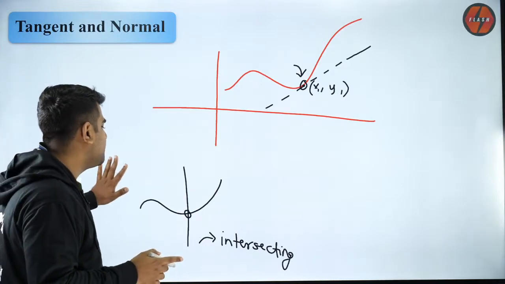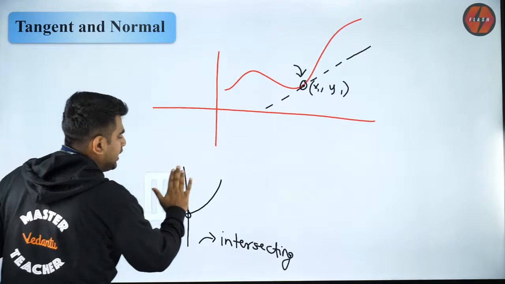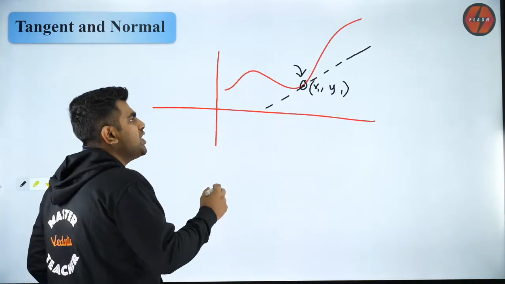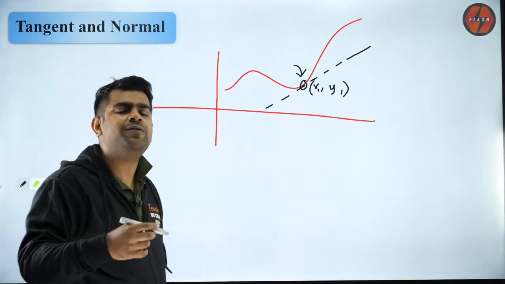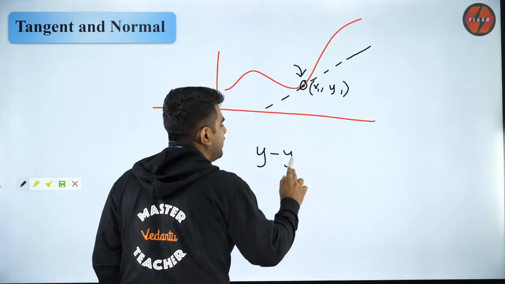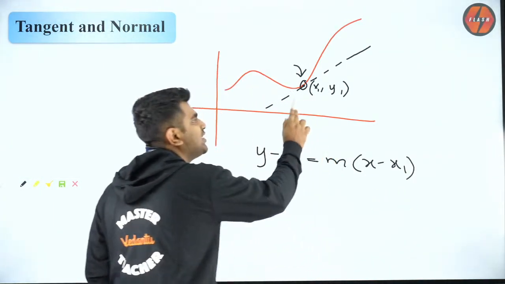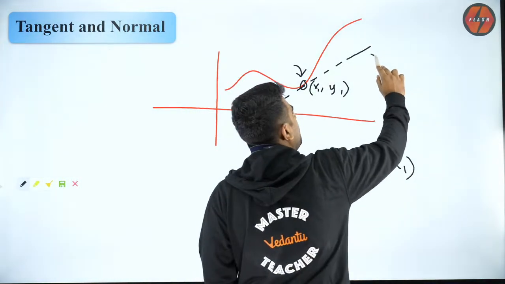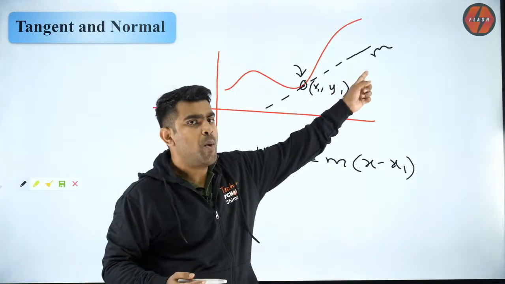So now that you guys have got it, what is meant by intersecting and what is meant by touching, let's try to get the equation of tangent. So first of all, equation of tangent, I know it is equation of straight line. And how do we find out equation of straight line? It is nothing but y minus y1 is equal to m into x minus x1, because I know the straight line passes through x1, y1. So I just need to find out the slope of the straight line. After that, I'm done.